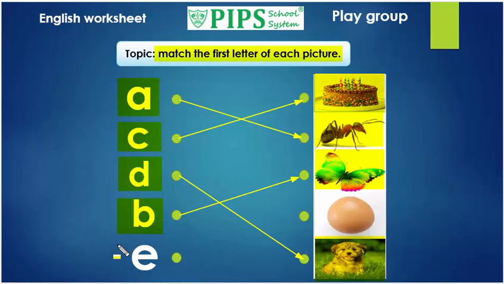The last letter is E. This is a lowercase letter E, sounds like eh. Let's learn which thing begins with the letter E. Eh. Egg. Now we will match the letter E with egg like this.